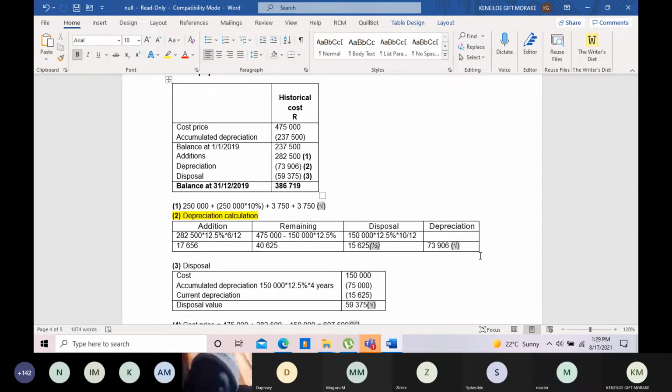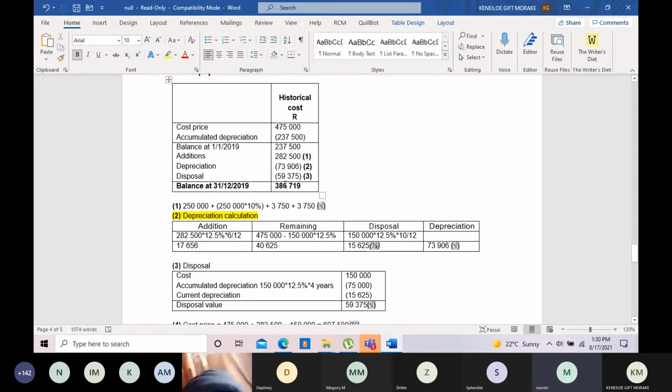You combine the one, you say 17,656 plus 40,625 plus 15,625 as well. You're going to get 73,906. It is as simple as that. Very, very simple. You can see that just by determining the new cost based on 250,000, saying 250,000 plus 250 multiplied by 10% plus 3,750, and also this one, you're going to get the full mark by doing that. So you must always show your calculations.